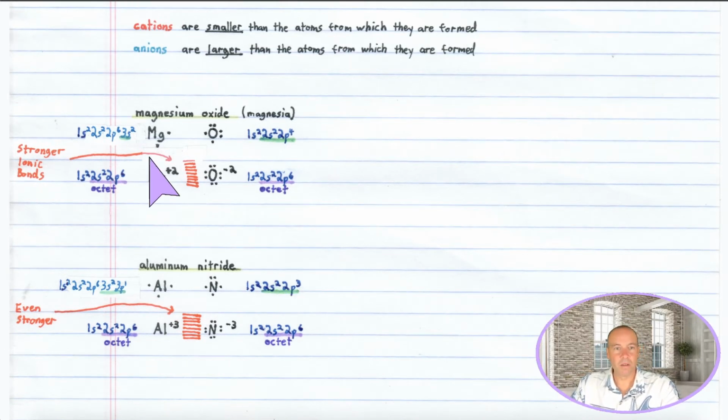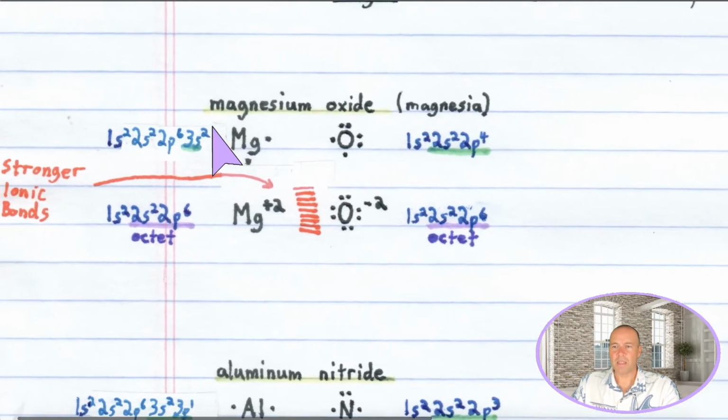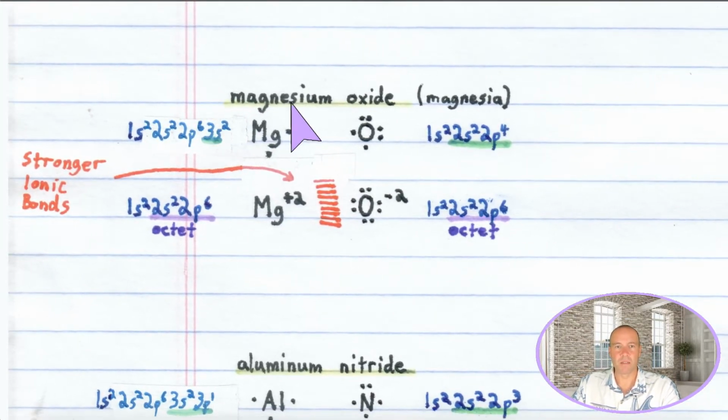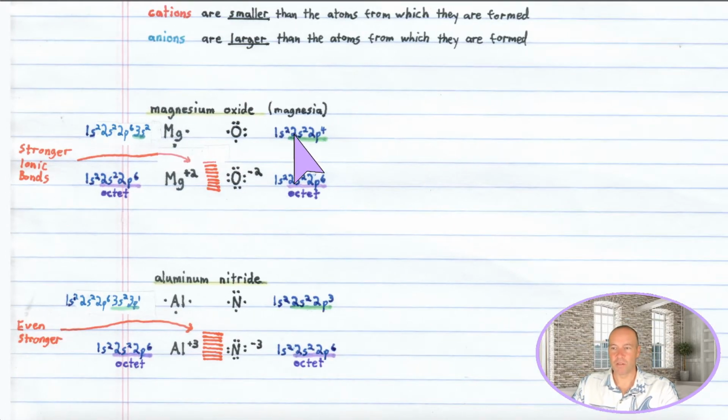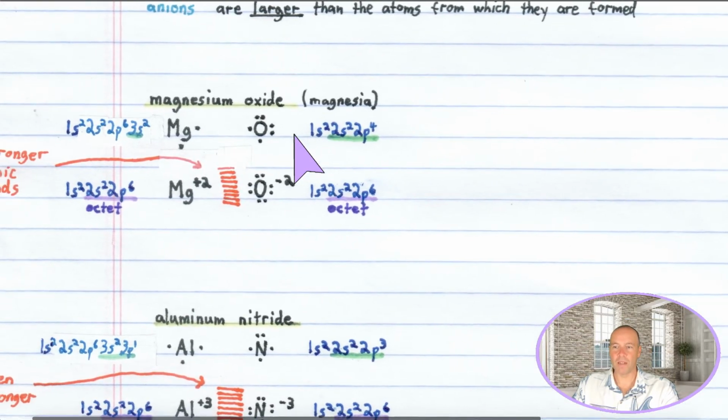Another one is magnesium oxide. Magnesium oxide, this substance is also called magnesia. I didn't write the formula for this, but it's MgO. So 1 magnesium for every 1 oxygen, MgO. And the dot structure for magnesium is Mg with 2 dots. You see, magnesium is in group 2A, so there are 2 valence electrons.